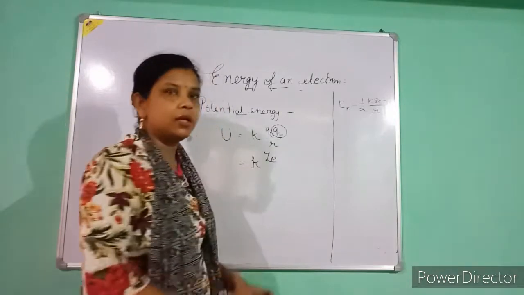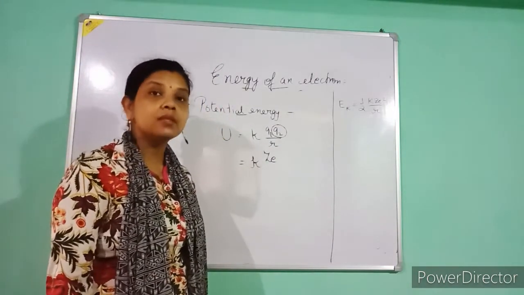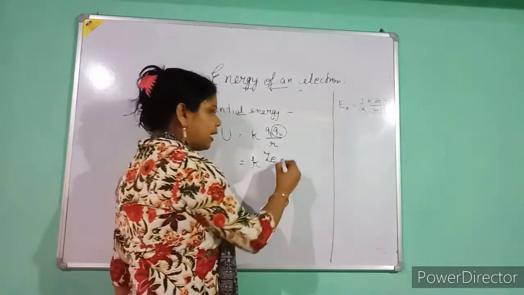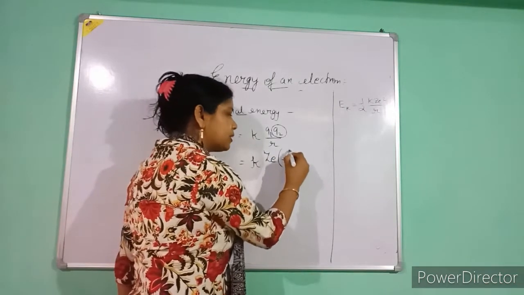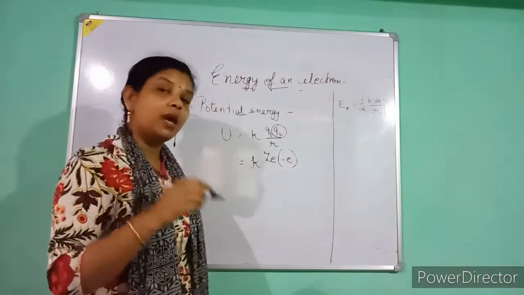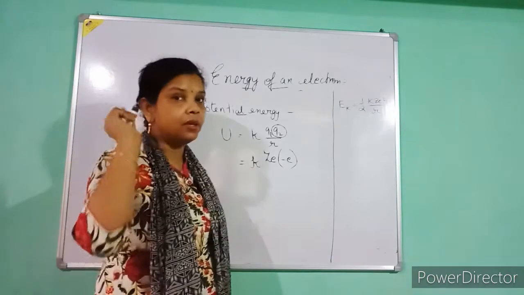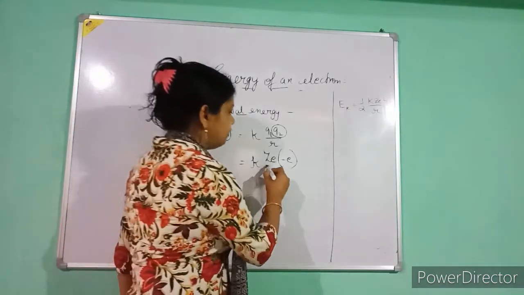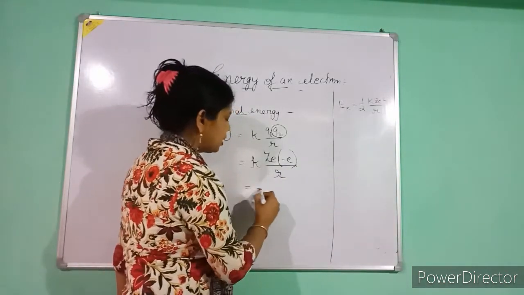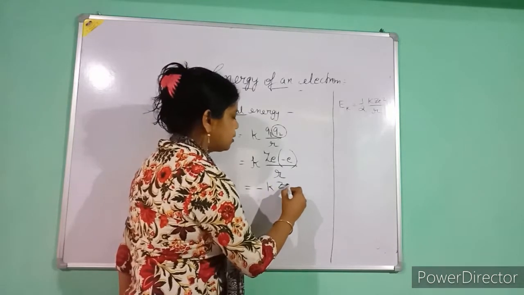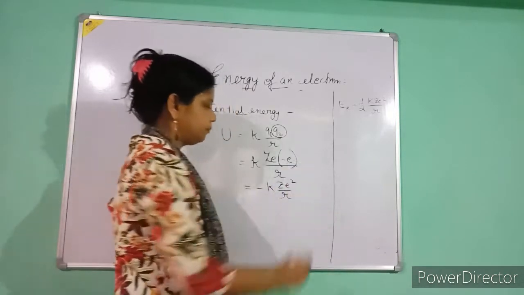But my one question here: energy is a vector quantity or a scalar quantity? It's a scalar quantity. Since it is a scalar quantity, if it is negative, I have to write it with negative. We have done the numerical in the same way in that particular chapter. So divided by R, I will get this equation as minus K ZE squared divided by R.